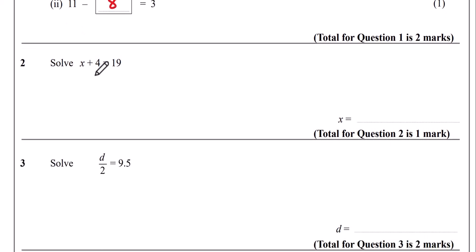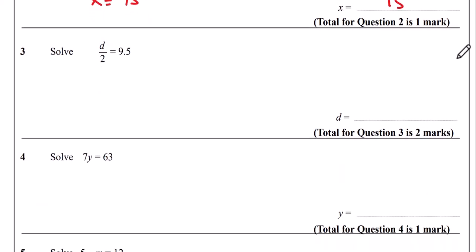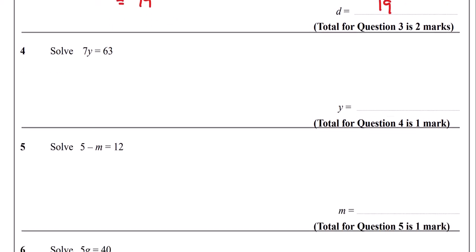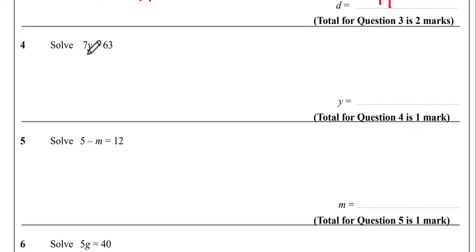You have x plus 4 equals 19. I think you're going to subtract 4 on both sides. So that's going to be 19 minus 4. And that's going to be 15. So here is 15. The next question, d divided by 2 is equal to 9.5. So d will be 2 times 9.5. And of course, if you do that, 9.5 times 2, that's going to be 19. So d is 19.